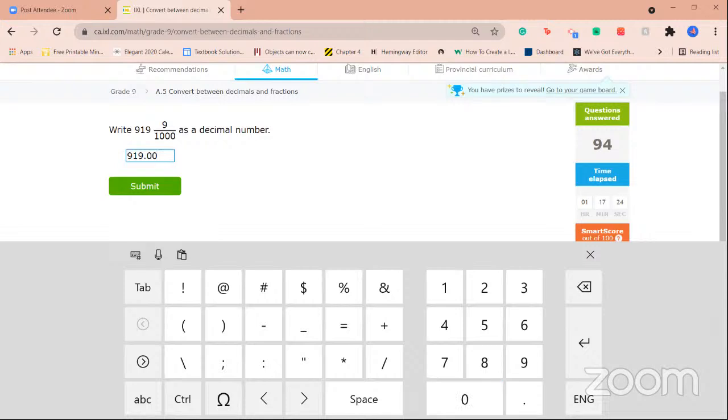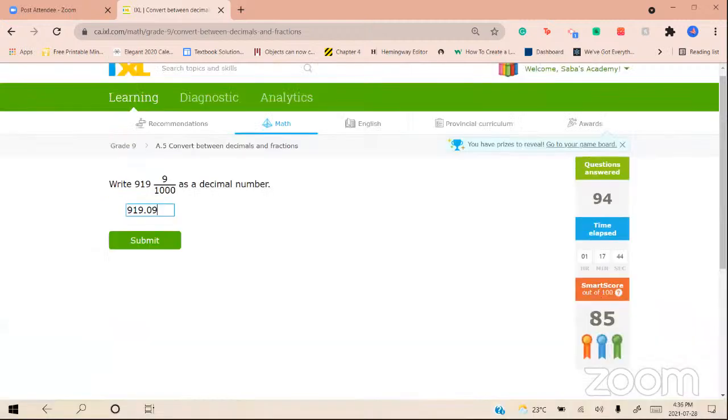Okay, so you're adding double zero. You won't add double zero. So how many zeros do you want to put? It's 0 and 9. That's okay.